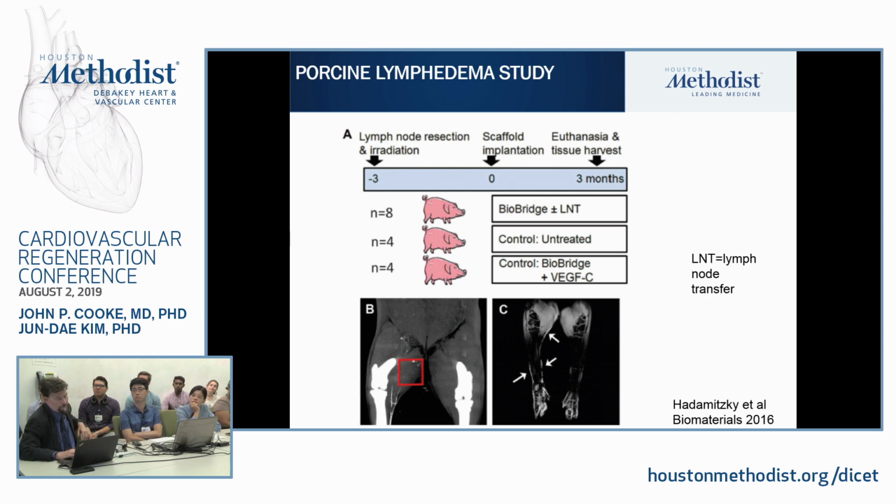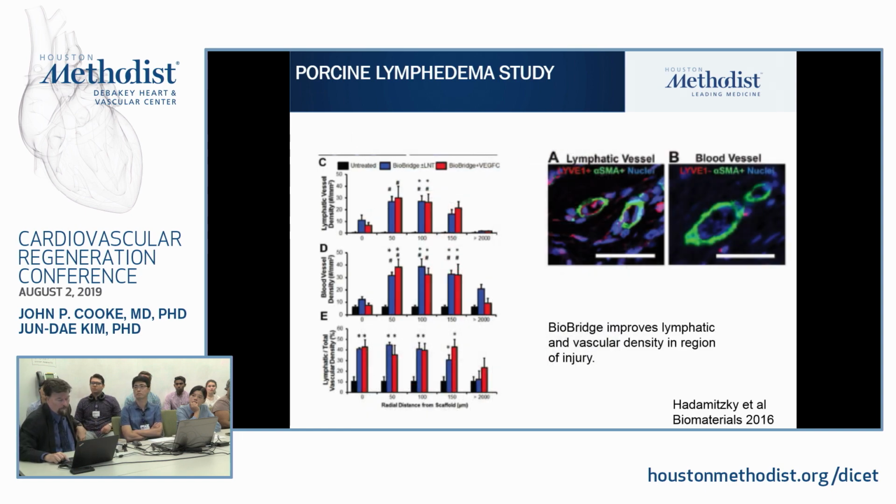And the scaffold, in this case, it's called a BioBridge, was implanted with lymph node or not. This is an autologous lymph node that's removed from another part of the animal. And the reason for that is that it generates VEGF-C. Okay, and then the untreated animals, and then a BioBridge with VEGF-C. VEGF-C is the major growth factor for lymphatics, but in this case, the VEGF-C was absorbed throughout the BioBridge. In any event, we saw that the BioBridge improved lymphatic vessels in the area of the implantation.